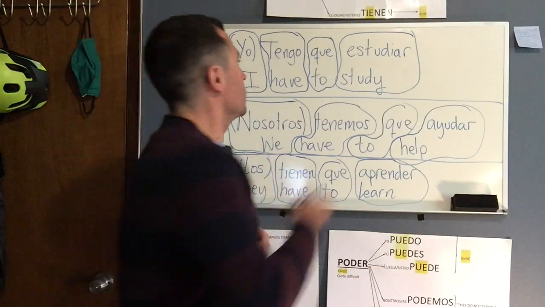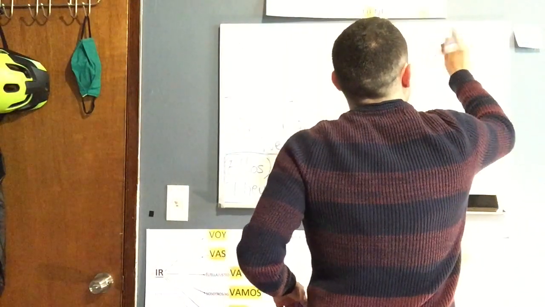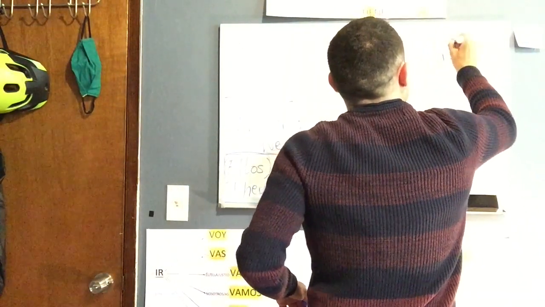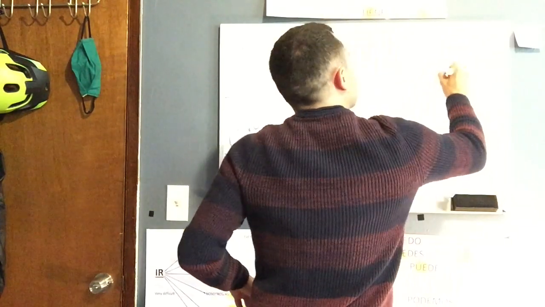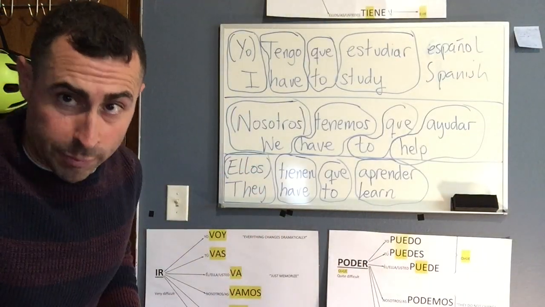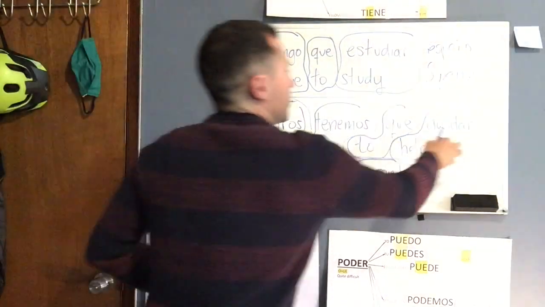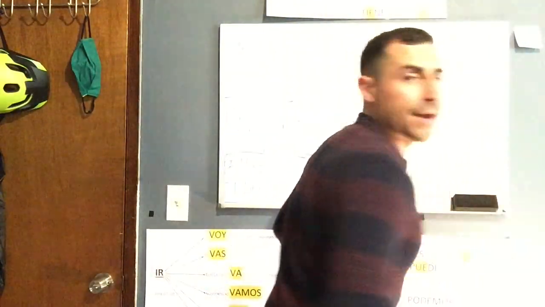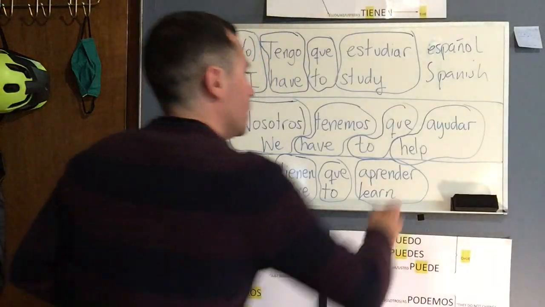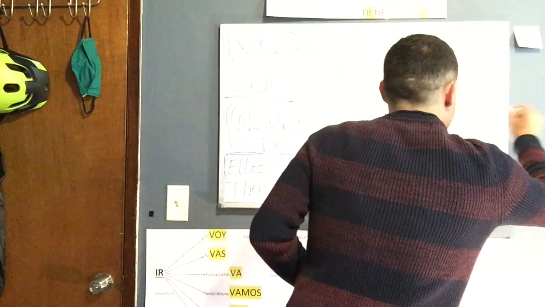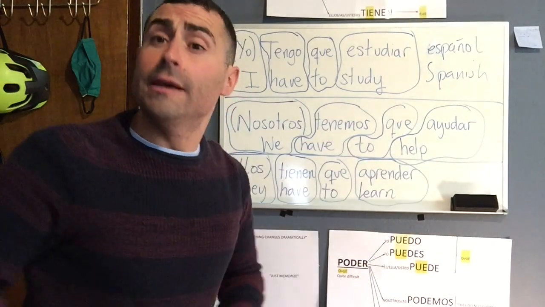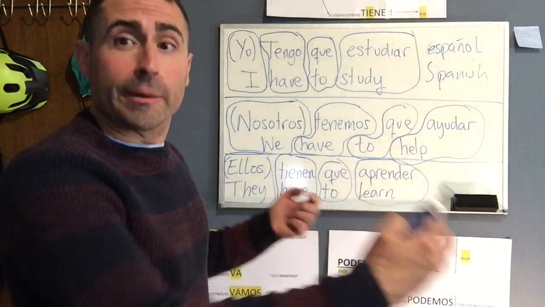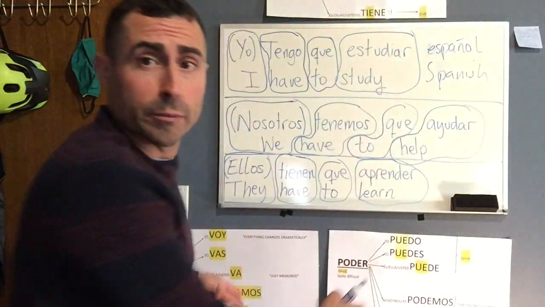Like for example here, español, Spanish, or in the future, I want to explain, in the next class, nosotros tenemos que ayudar a mi madre, to my mom, or help my mom. Ellos tienen que aprender español again. They can build bigger and bigger sentences, but everything starts from here, okay?